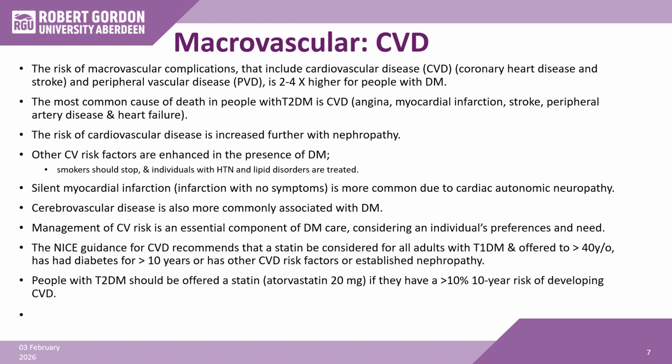must be considered. NICE guidelines are available for cardiovascular disease, and it is recommended that a statin is considered for all adults with type 1 diabetes and offered to all 40-year-olds or those who've had diabetes for more than 10 years. Okay. People with type 2 diabetes should also be offered a statin, normally atorvastatin 20 milligrams if they have a cardiovascular risk of 10% or more.